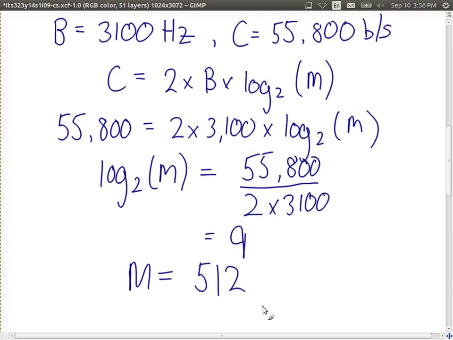If we have 512 levels, remember our first signal had 2, then we had an example with 4. Imagine 512 different levels, all within the same small space, then using the bandwidth of 3,100 hertz, we could achieve the data rate of about 56 kilobits per second. So that's what the modem did. When it transmitted a signal, it mapped it to one of 512 levels.